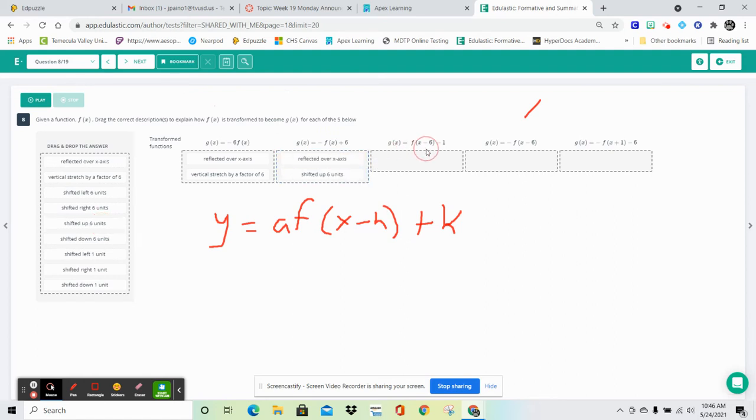Okay. Now, in this third one here, that's the h, right? It's being shifted 6 units to the right. Right there, sorry, I couldn't find it. Shifted right 6 units, and then the k is -1, so then down 1.